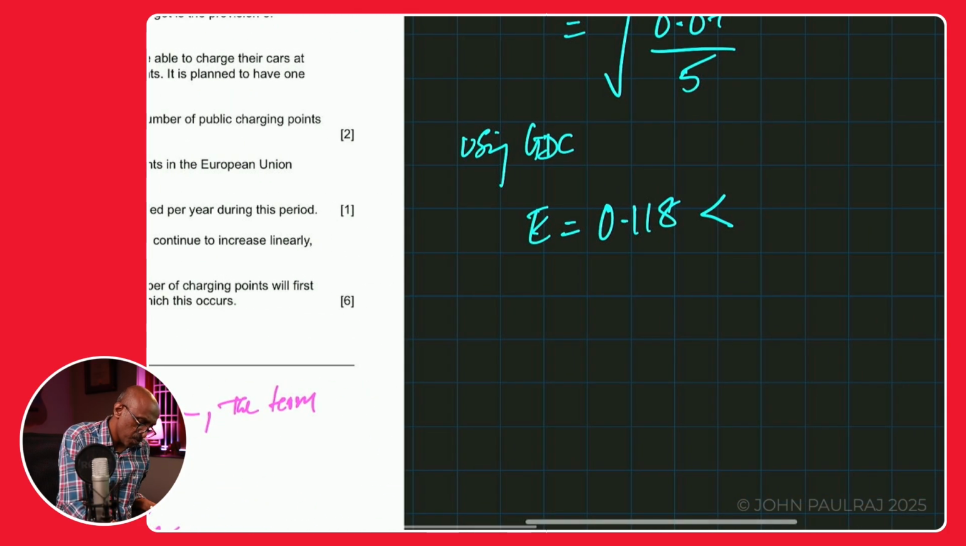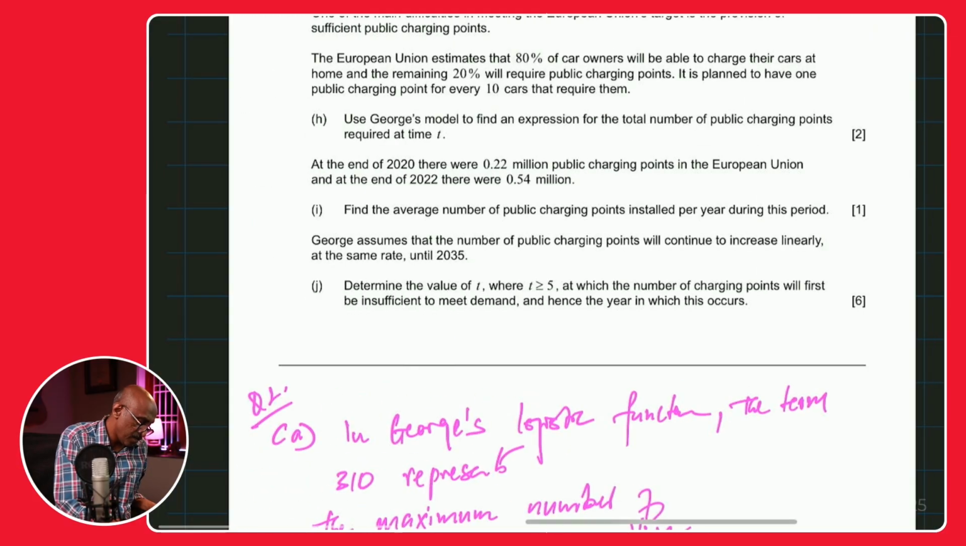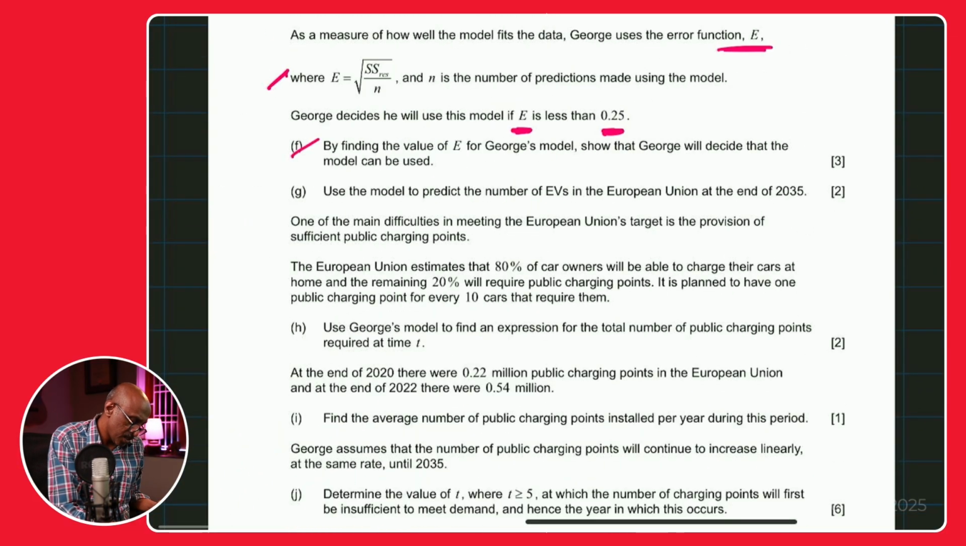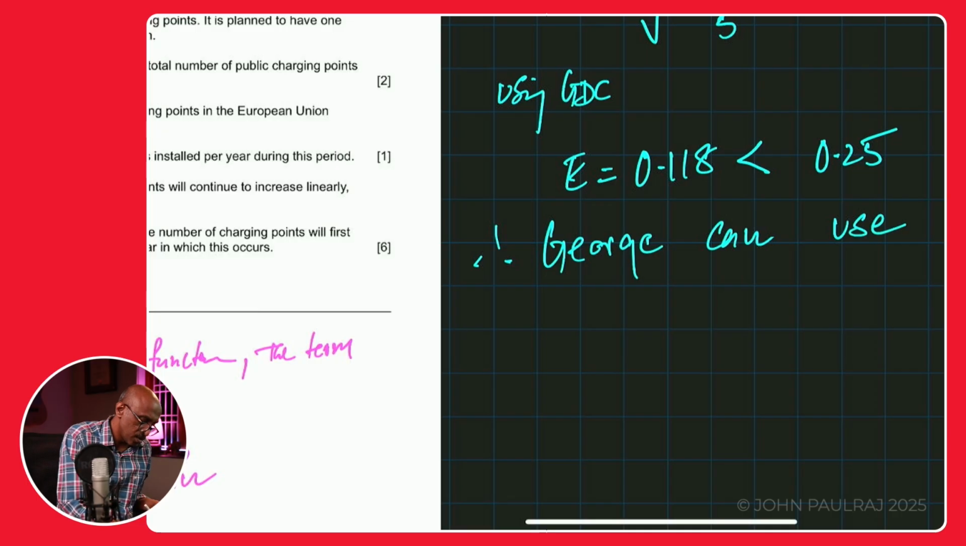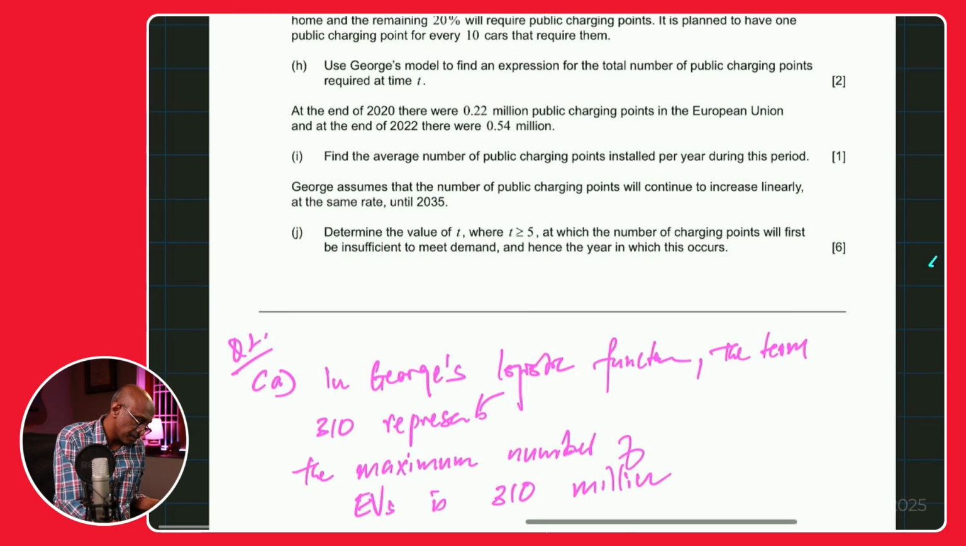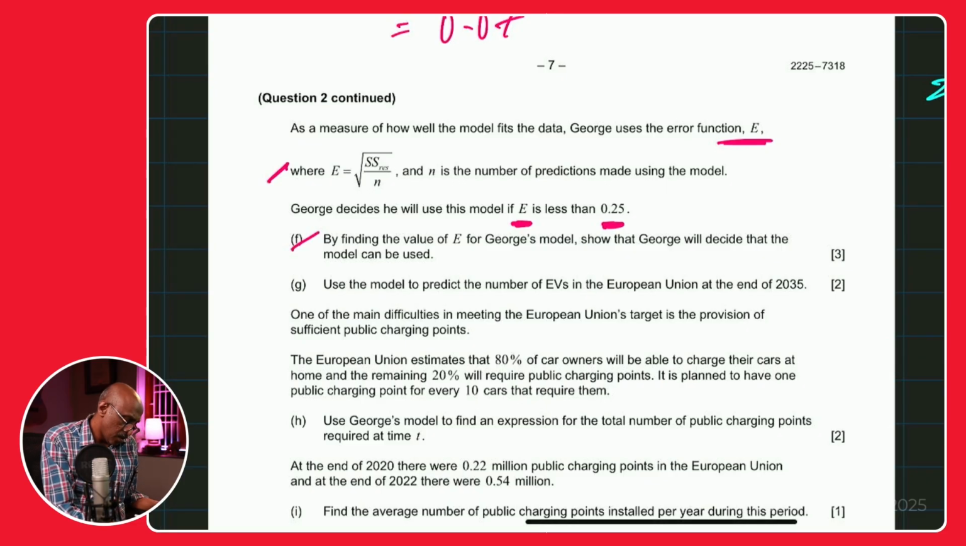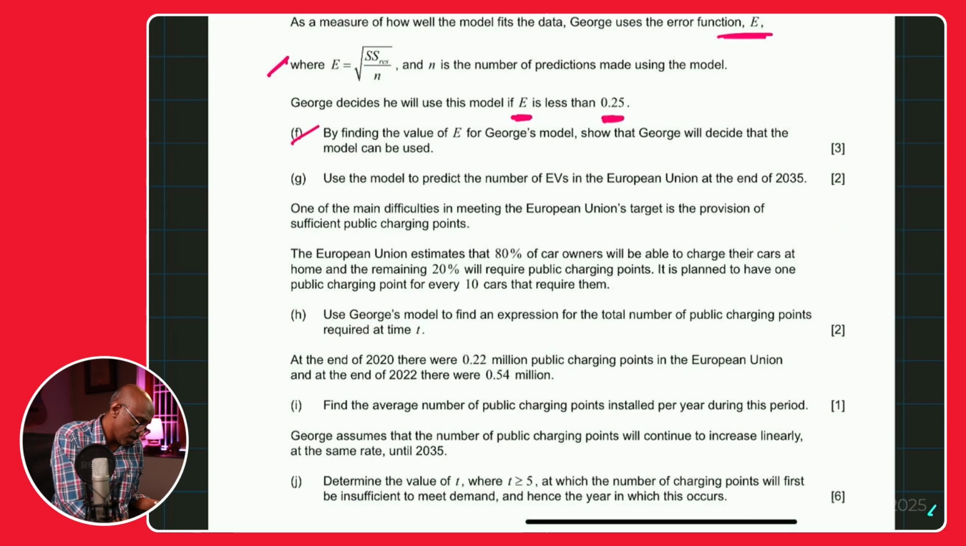0.25, and therefore we have to conclude, right? Show that George will be, so therefore George can use the model. Okay, that model N. All right, G. Use the model to predict the number of EVs in the European Union at the end of 2035. All right, so that's 2 marks.